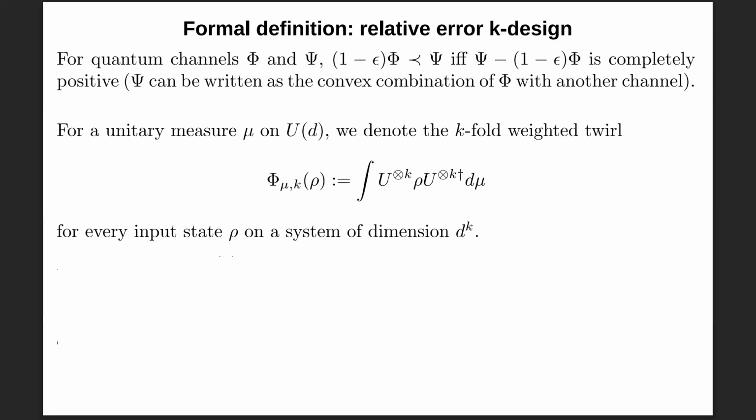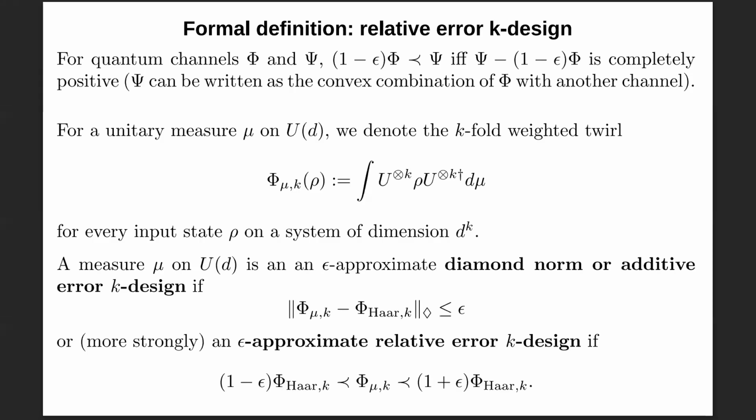For a little bit of context, quantum channels in general are completely positive trace-preserving maps. Here, though, we are interested really in a particular form of quantum channel, which I would call a k-fold twirl. And that is where we draw a unitary from some measure mu and apply k tensor copies of that unitary to an input state, or in this case, a density matrix if it's finite dimensional.